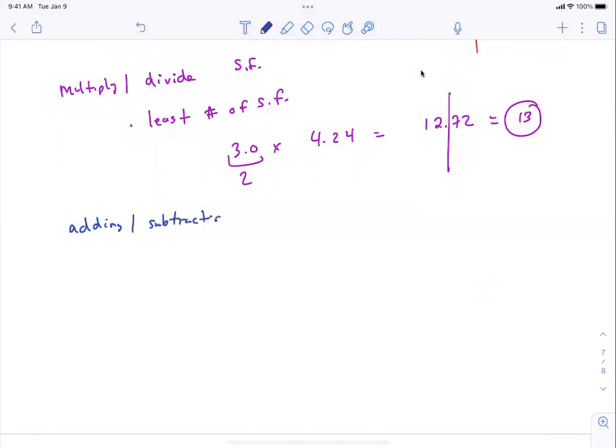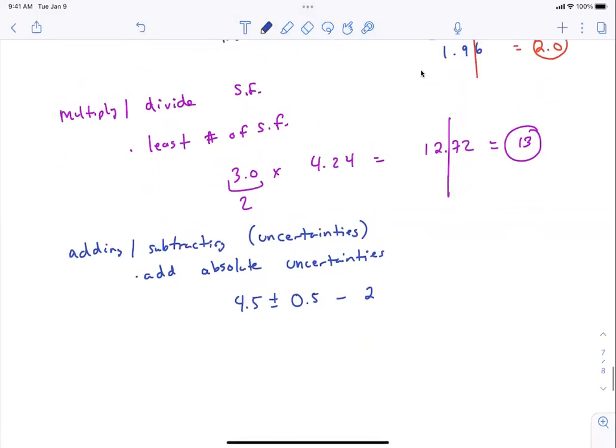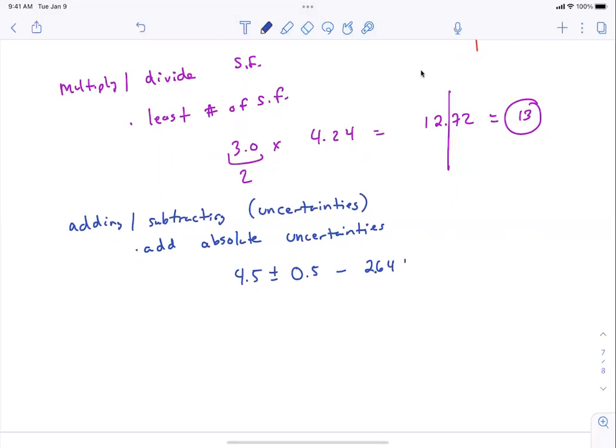Adding and subtracting using uncertainties. If you have uncertainties on values that you're adding and subtracting, you add the absolute uncertainties. So, in that previous problem, it was 4.5 plus or minus 0.5 minus 2.64 plus or minus 0.05. Your answer is 1.96 plus or minus 0.55.